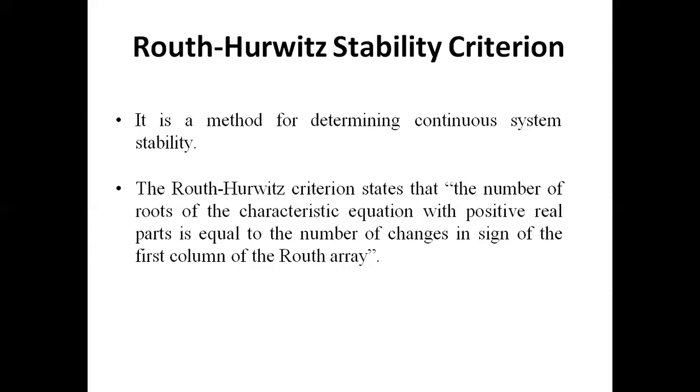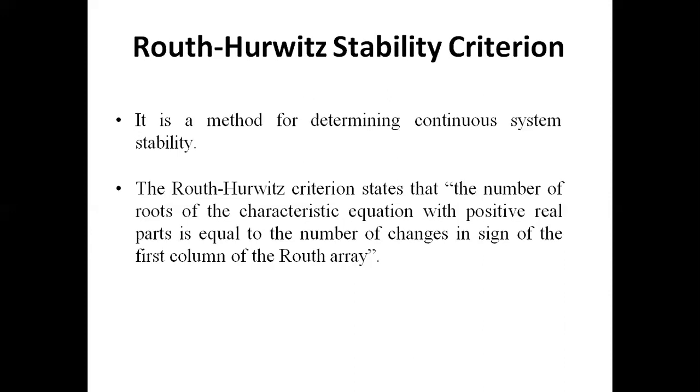So there are some essential conditions in order to make a system stable. The first one is that all the coefficients of any characteristics polynomial, this is known to us, the characteristics polynomial, must or should have the same sign.